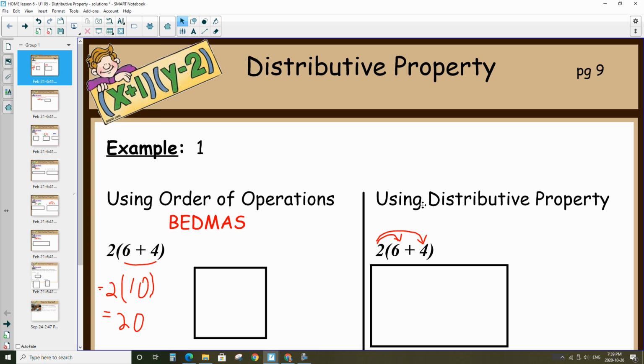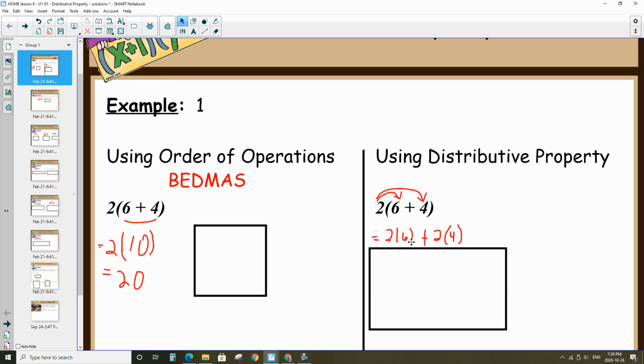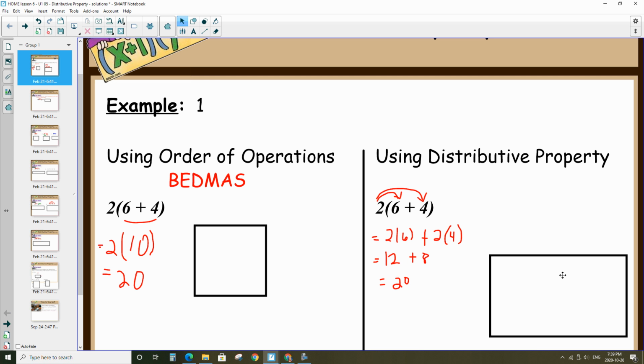Now, what if we used what's called the distributive property? The distributive property says in order to eliminate the brackets, you're going to multiply everything inside the bracket by the number or the term that is in the front. Here it happens to be 2. So to eliminate this bracket, I'm going to multiply the 2 by the 6 and also by the 4. So 2 times 6 plus 2 times 4. 2 times 6 is 12, and 2 times 4 is 8. And if we add those together, we get 20. So 2 different ways of solving the same expression.